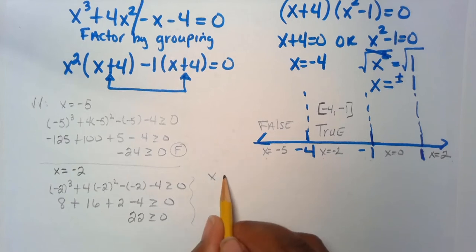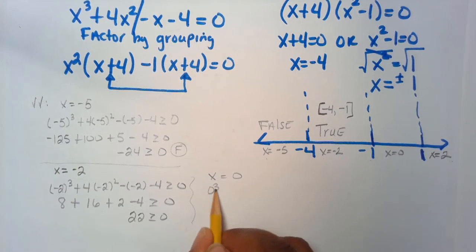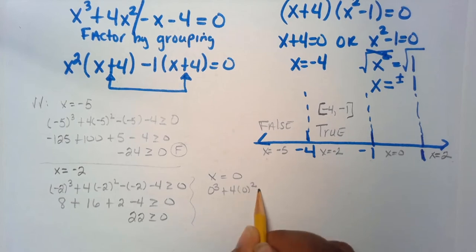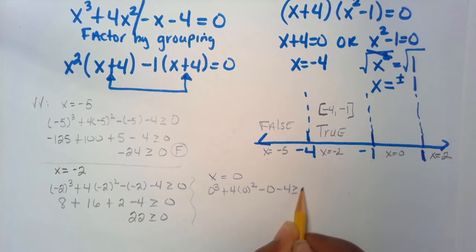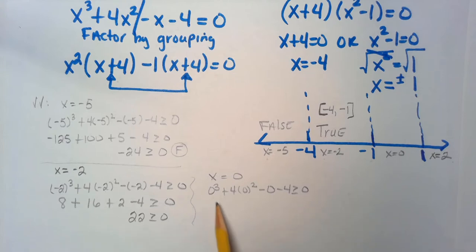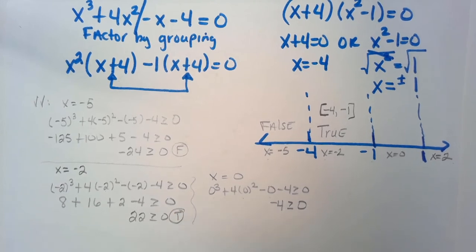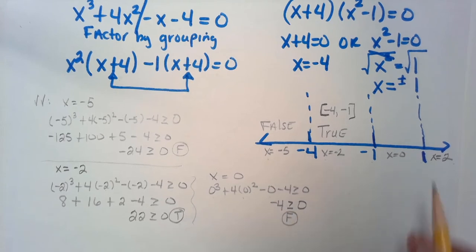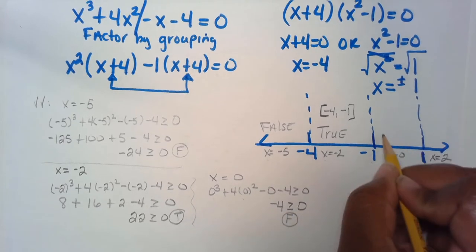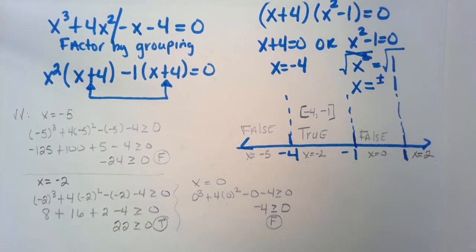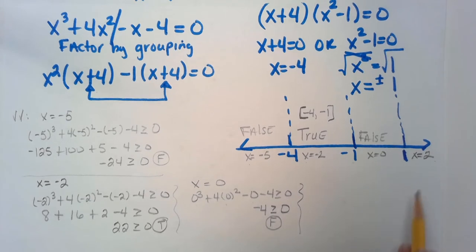When x is equal to 0, 0 cubed plus 4 times 0 squared minus 0 minus 4 greater than or equal to 0. So this is going to be 0 plus 0 minus 0, that would give us -4. Is -4 greater than or equal to 0? True or false? Let me put true here. This will be false. So there are no true values here, so we do not set the boundaries for that example, or for when x is equal to 0.